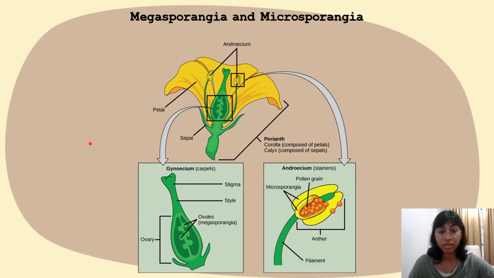As we can see from the structure, the ovule, which is the megasporangia, lies in the ovary in the carpel. The carpel is also called the gynoecium. And as for the microsporangia, the structure is called the anther, and we can find it in the stamen. It's also the place where pollen grains are made.